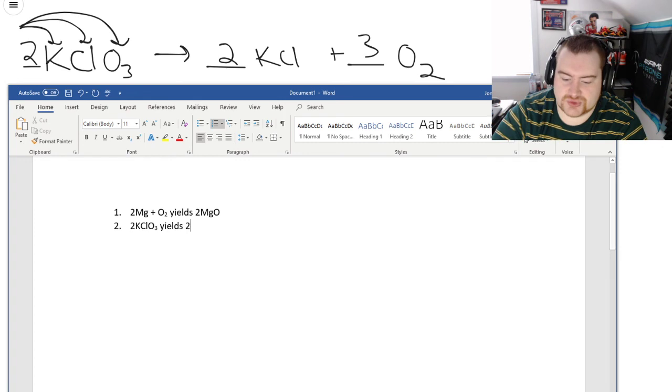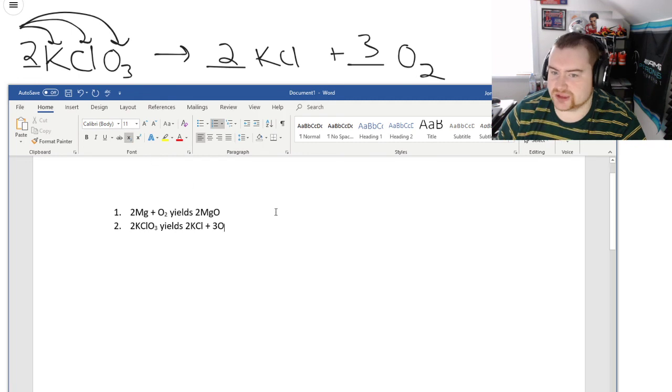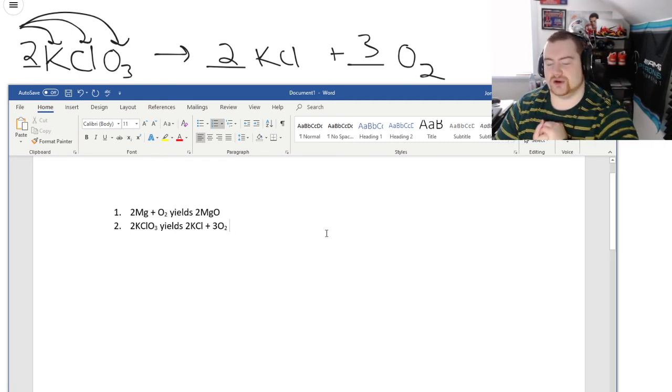Yields, we have 2 KCl, and then we have plus 3 oxygen. O, and then we need to put a 2 on the bottom, so we're hitting this subscript button again. You click it once, put your 2, and then unclick it. And that'll be how we write our reactions out in a Word document.